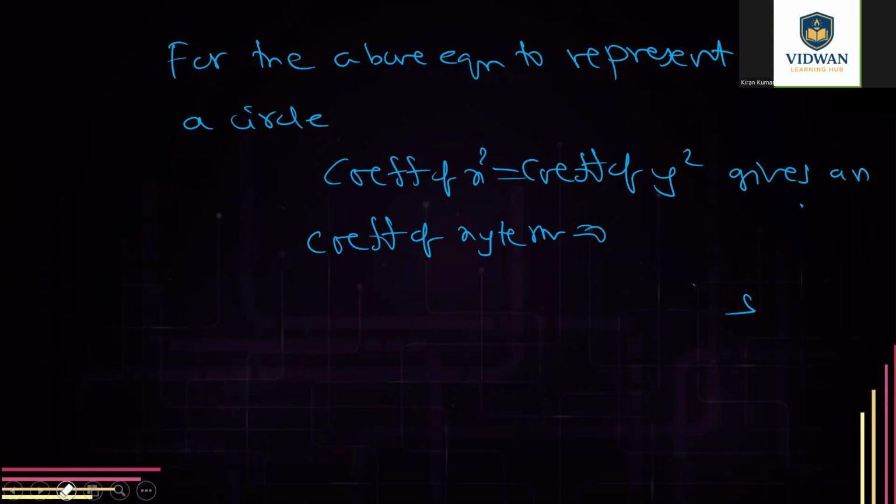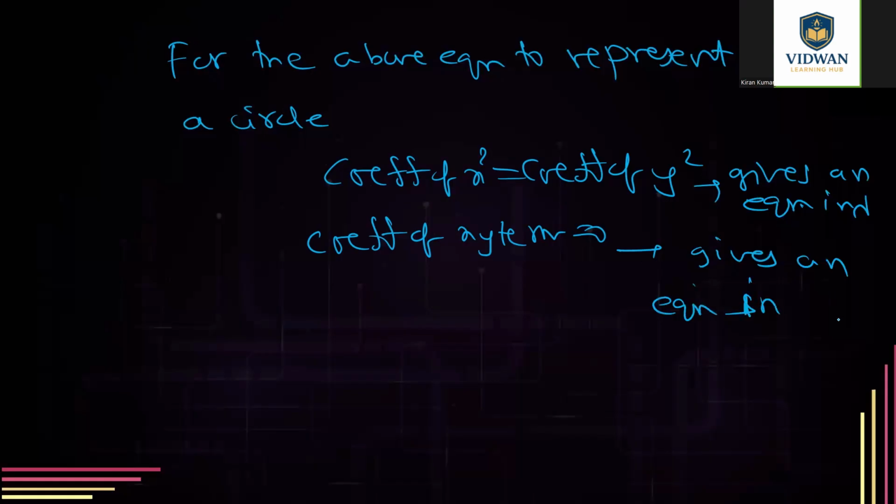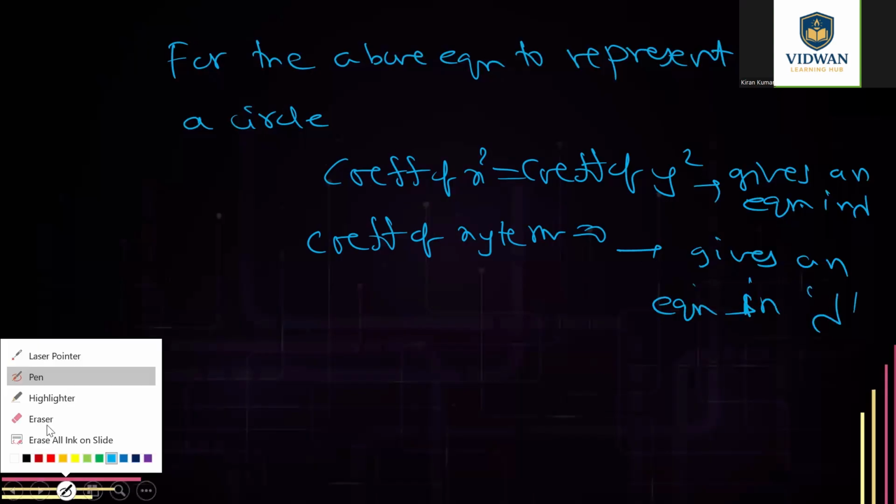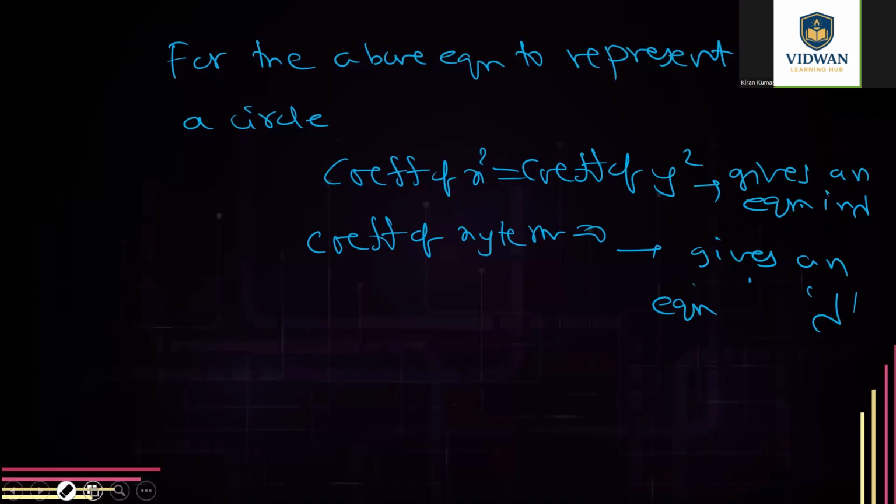And the second one also gives an equation in lambda. Once you solve the first one, you get lambda directly. The second one is just used for cross-checking because there is only one unknown. You don't need two of them. One is enough. So you just use it for cross-checking, and then you'll get the lambda value.